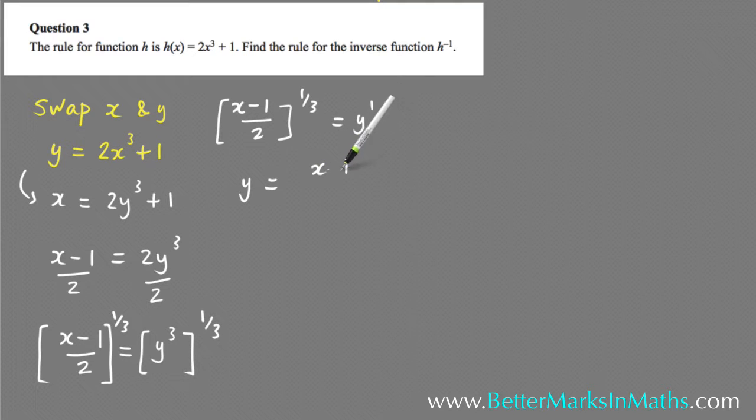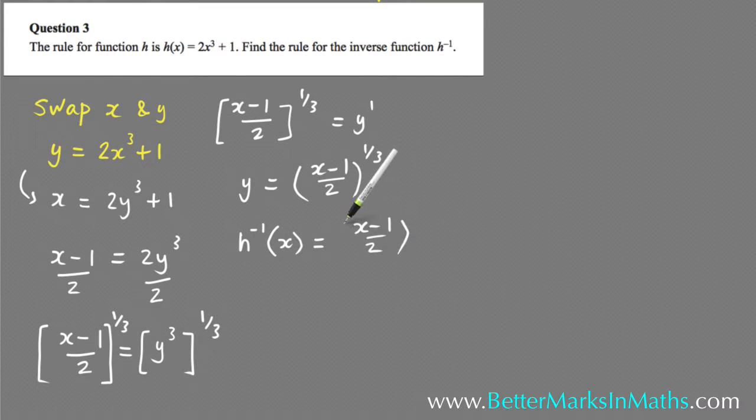So y equals ((x minus 1) on 2) to the 1/3, and then the last step, this is the inverse function here, so now call that h to the minus 1 of x is equal to, and then do that again, and that's the inverse function. The domain of the original function, y equals 2x cubed plus 1.